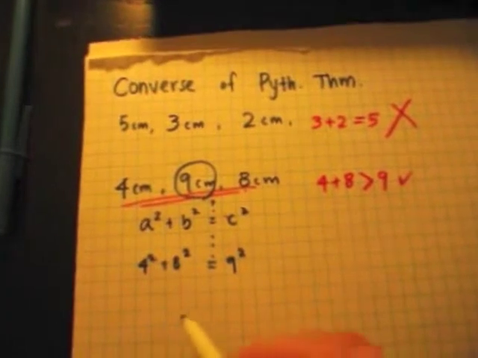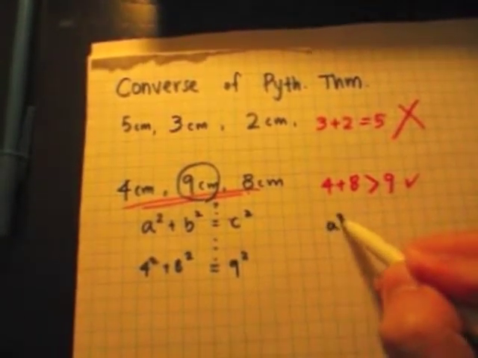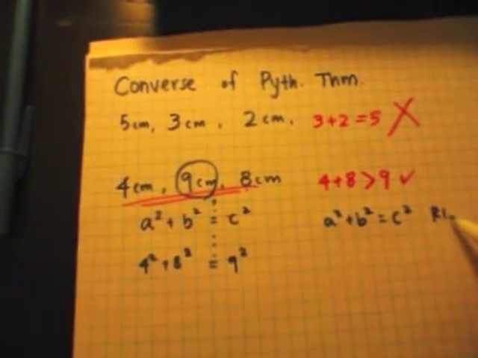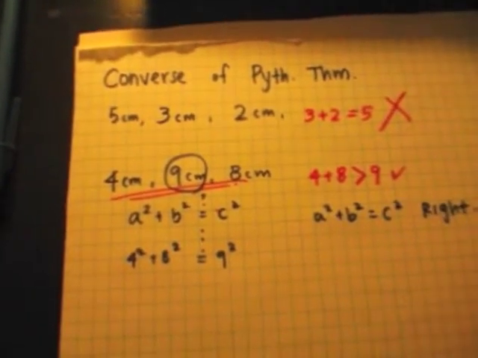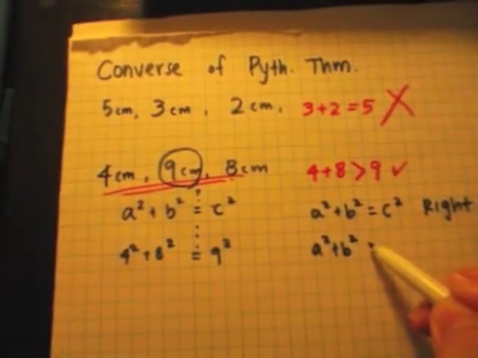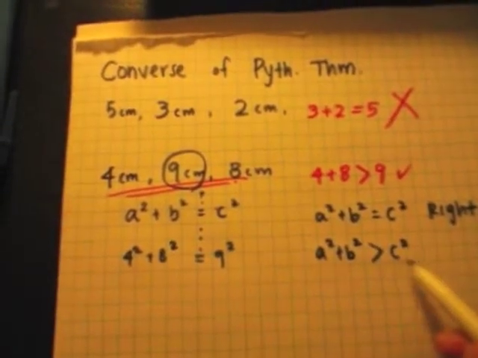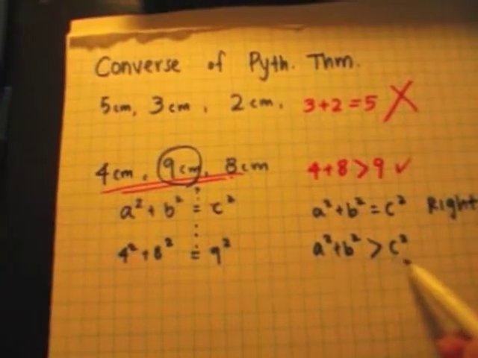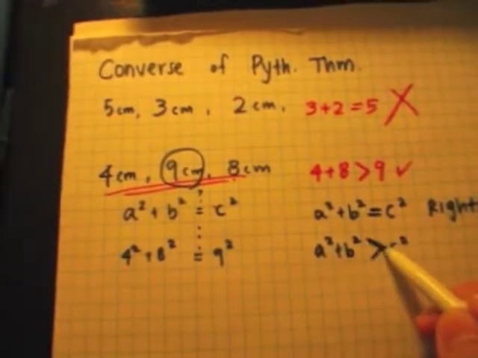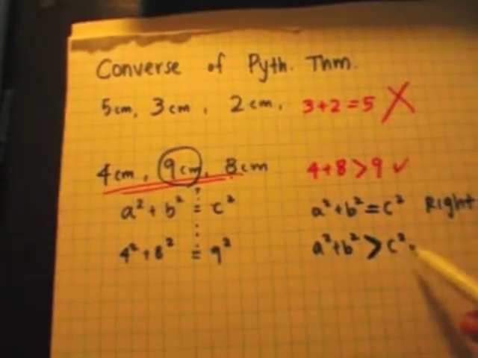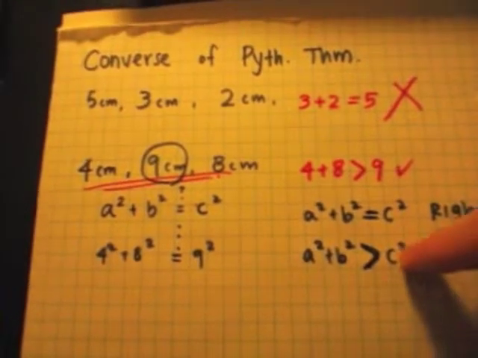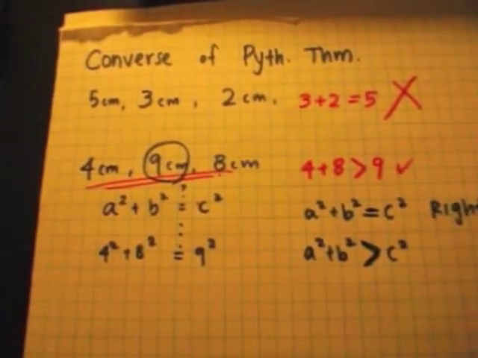Remember that if a squared plus b squared is equal to c squared, then you know it is a right triangle. If a squared plus b squared is greater than c squared, that means the angle across the hypotenuse is smaller than 90 degrees. You can think about it like that to help you. c squared is smaller here.